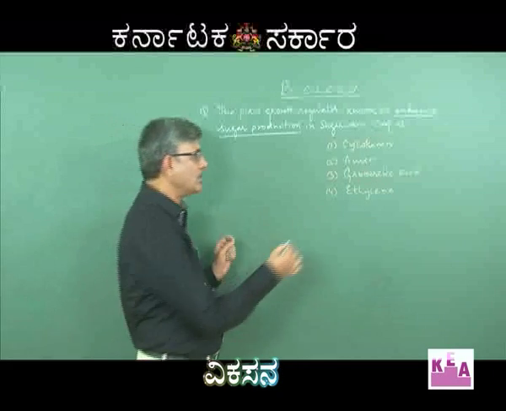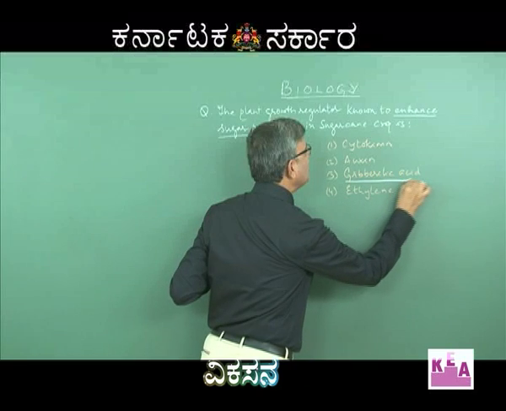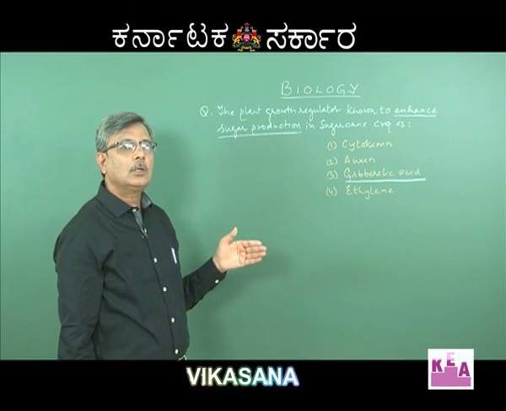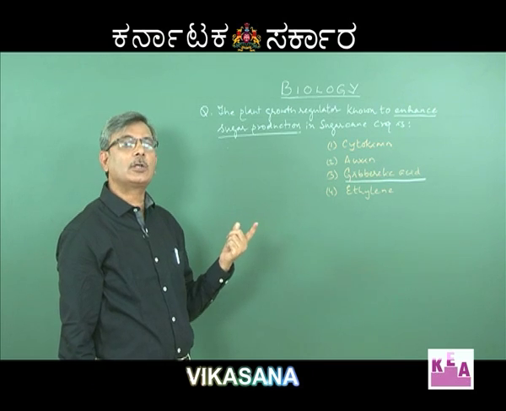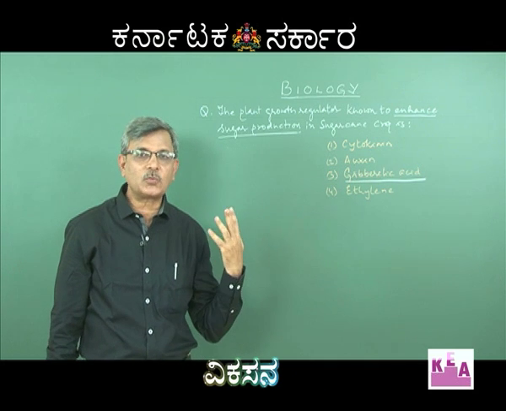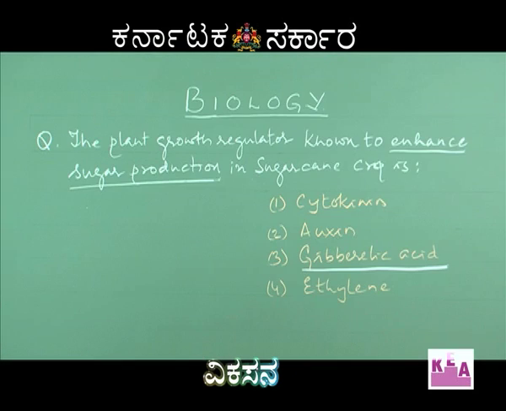So, the answer is gibberellic acid. In addition, I want you to remember, gibberellic acid is going to induce internodal elongation in rosette plants, and we call this phenomenon bolting.